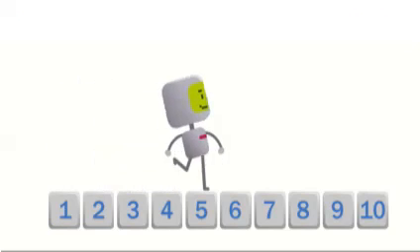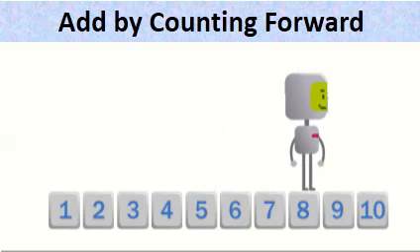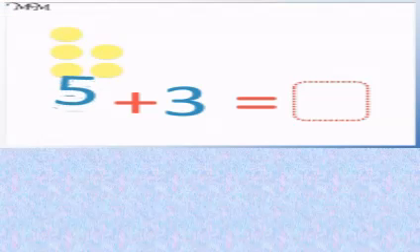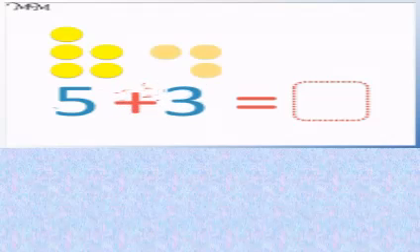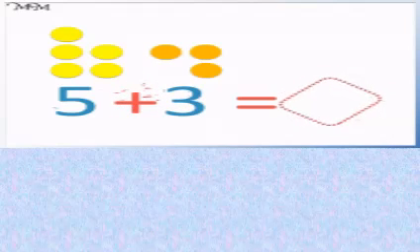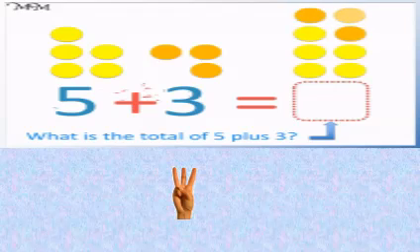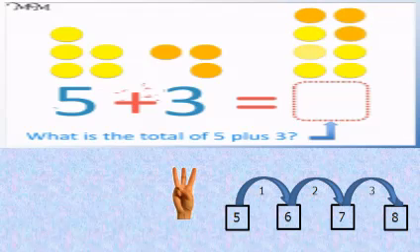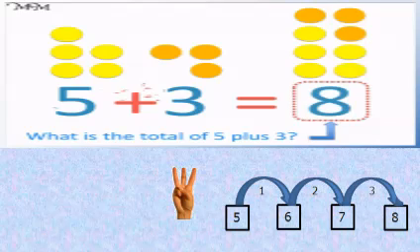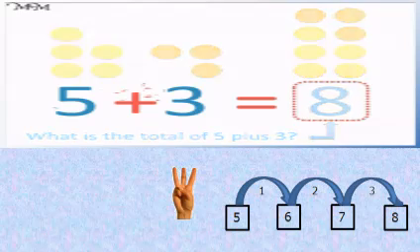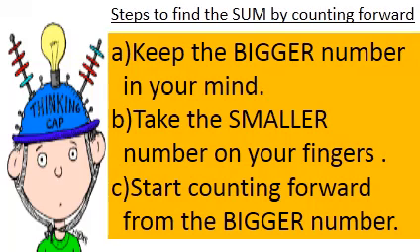Children, now let's start adding by counting forward. On the screen you can see 5 plus 3 is equal to, what is the sum of 5 and 3? So children, we will have 5 in our mind and 3 on our fingers. Now after 5, let's count forward. After 5 it's 6, 7 and 8. So we counted 3 steps forward and yes, we got the answer as 8. That's right. Excellent.